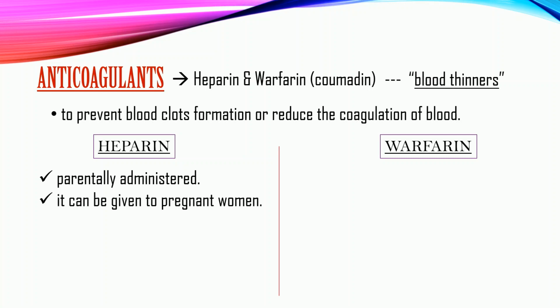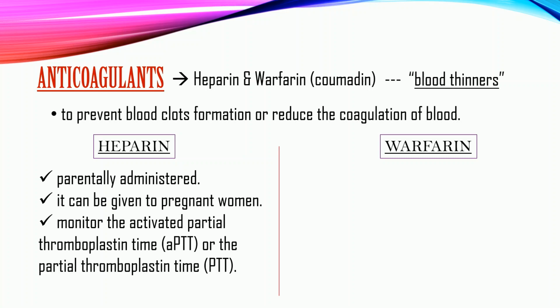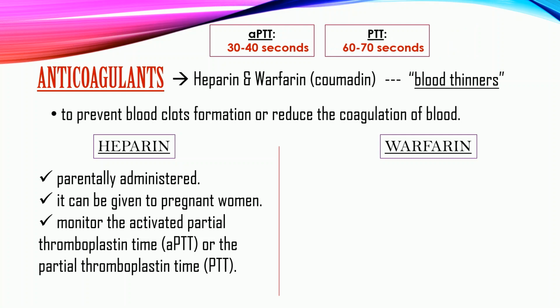For pregnant women, it is the anticoagulant of choice because it does not cross the placenta. If the patient is taking heparin, it is important to monitor the activated partial thromboplastin time or the partial thromboplastin time because symptoms of overdose may show excessive prolongation or bleeding. The normal APTT is 30 to 40 seconds, while for PTT, it is 60 to 70 seconds. For heparin toxicity or overdose, the antidote is protamine sulfate.